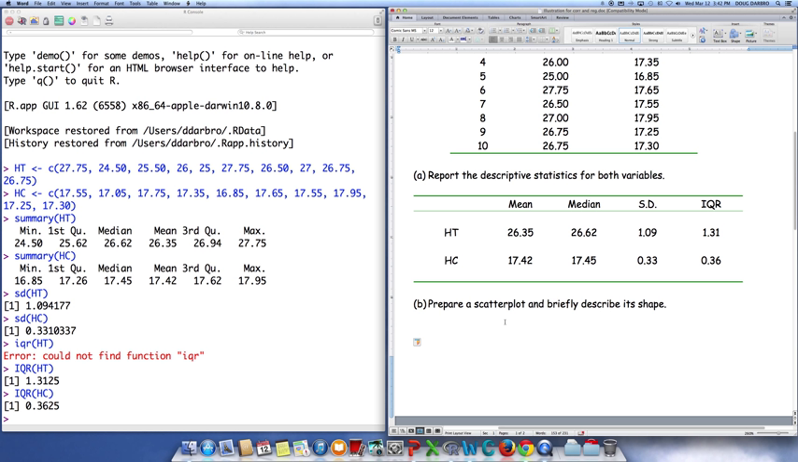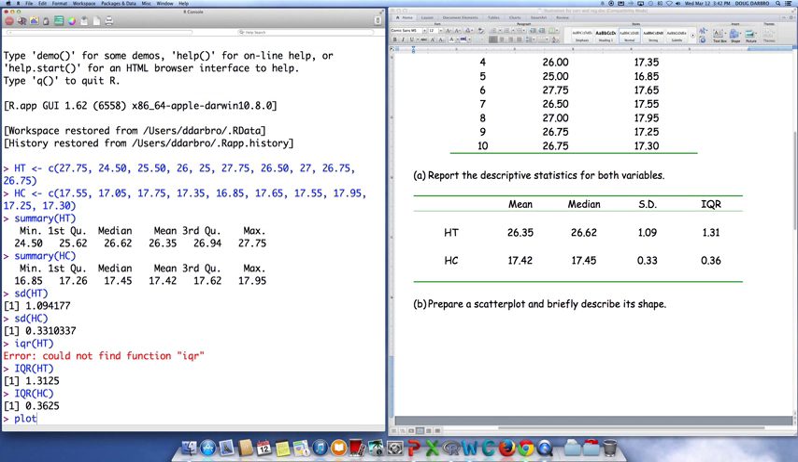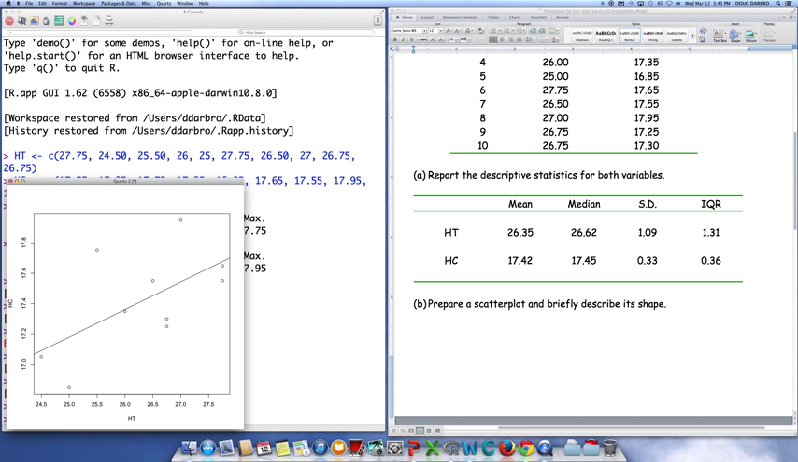Okay, the next question is prepare a scatter plot and briefly describe its shape. So I'm going to do plot. The format that we use is our y variable tilde our x variable. In this case, our y variable is HC, and we're trying to predict head circumference from the kid's height. Something I can do is add a semicolon, then abline, lm, HC tilde HT, and I'll get my line on my scatter plot.